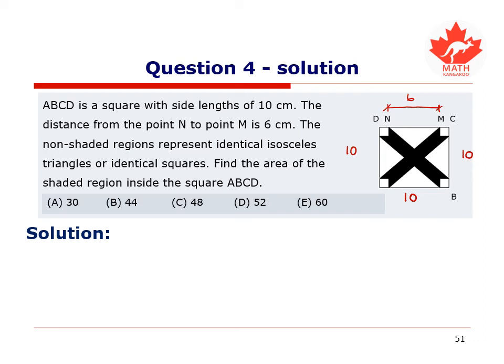On the diagram, we see that we have congruent squares located in the 4 corners. If the distance from N to M is 6 centimeters, that means then that the distance from D to N and from M to C must be 2 centimeters. So that the total distance then along that side from D to C is still 10 centimeters. It's 2 plus 6 plus 2, which is 10.